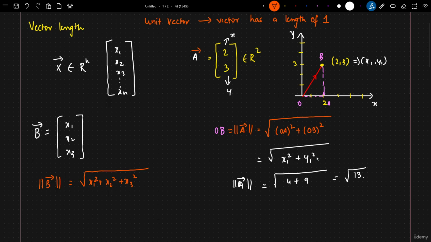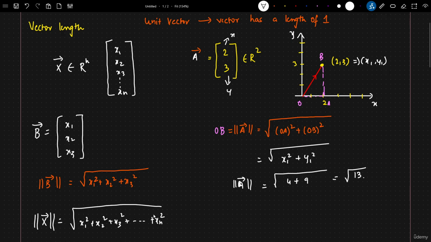Like how we had x1 square plus y1 square because we are considering the x and y axis, right? So if you want to write a generic formula, let's consider this with respect to this particular magnitude. If I want to find the magnitude of vector x, it is the square root of x1 square plus x2 square plus x3 square, and so on up till xn square.